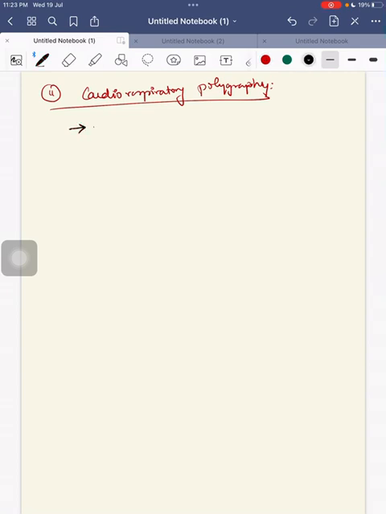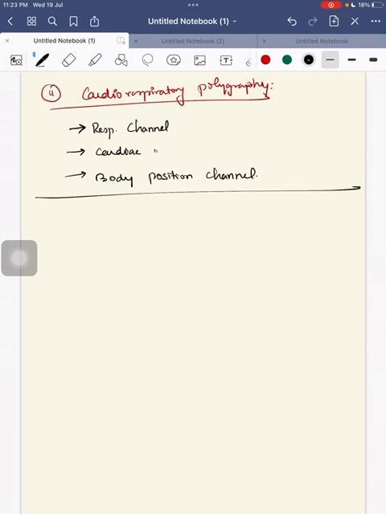This study includes 3 channels. One is respiratory channel, second is cardiac channel, third is body position channel. So what are these channels? We'll see it in detail.